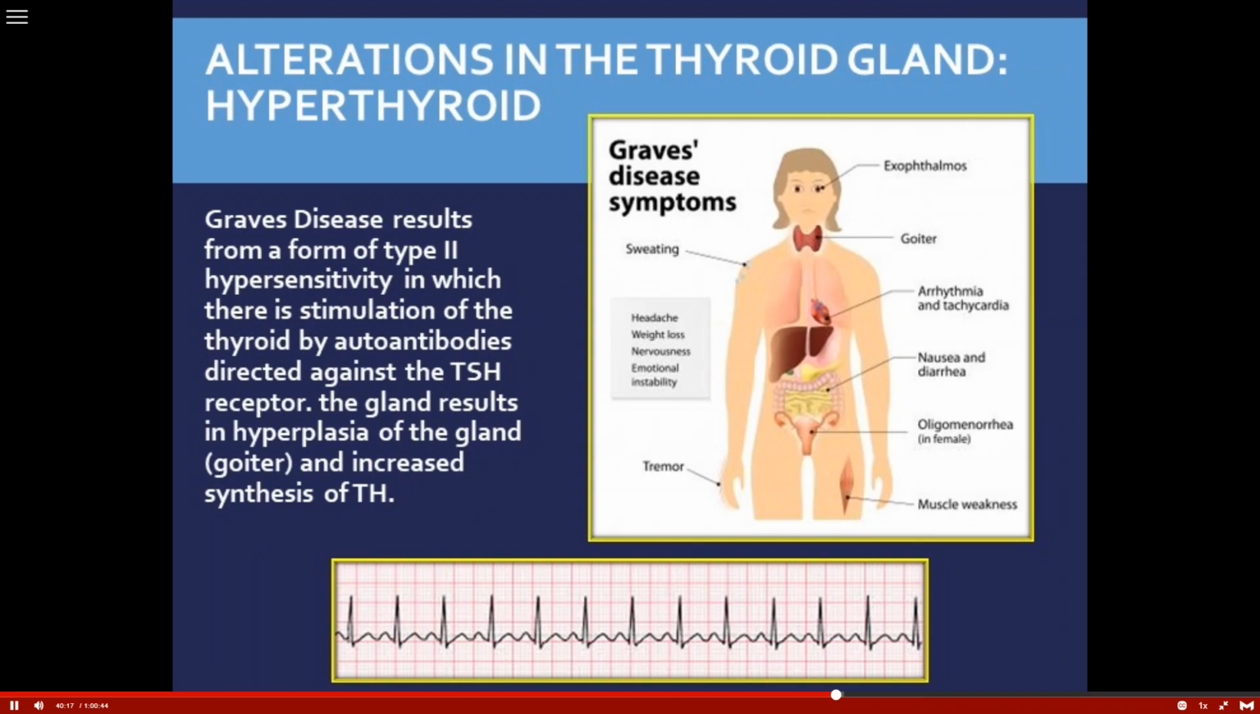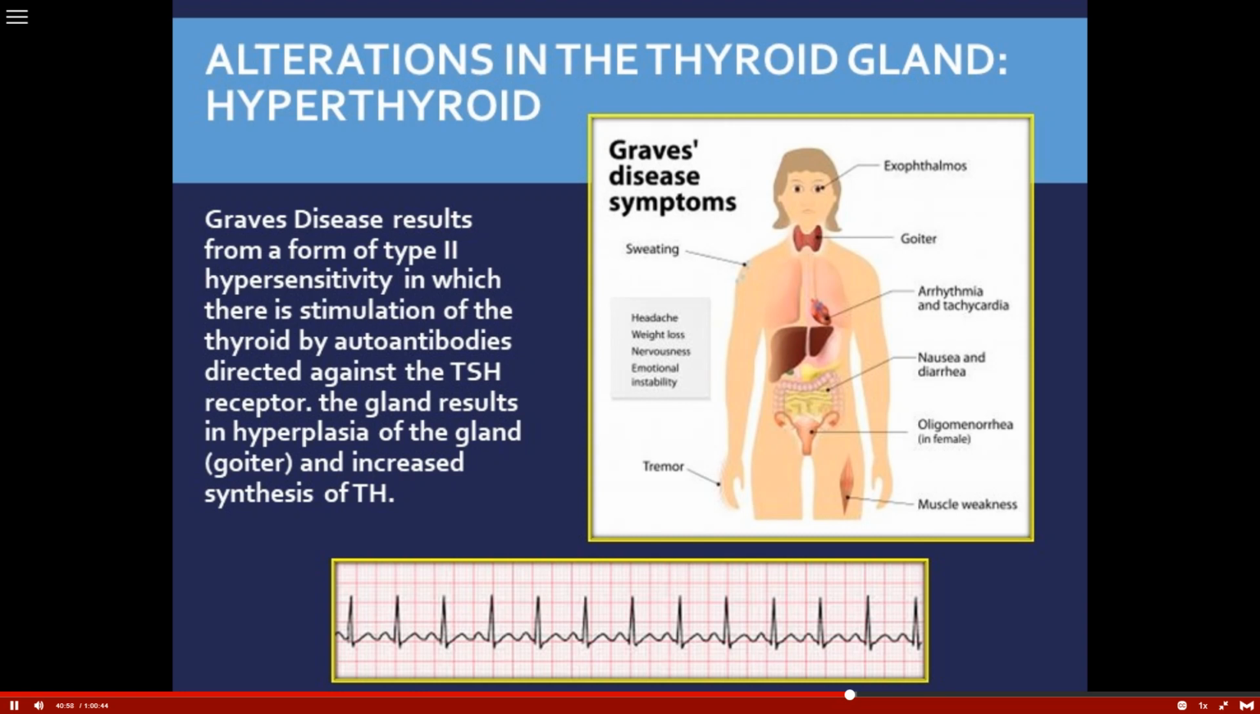Next is alterations, once again, in the thyroid. And in this case, we're thinking hyper. So energy, too much. Everything speeds up, right? But not good. Graves' disease, and we've talked about that once again when we talked about type 2 hypersensitivity reaction. And so it's really antibodies against the TSH receptor. So the gland results in hyperplasia of the gland. So sometimes you'll see that goiter, and it actually increases the synthesis of thyroid hormone. So that is one of the most common causes of hyperthyroidism.